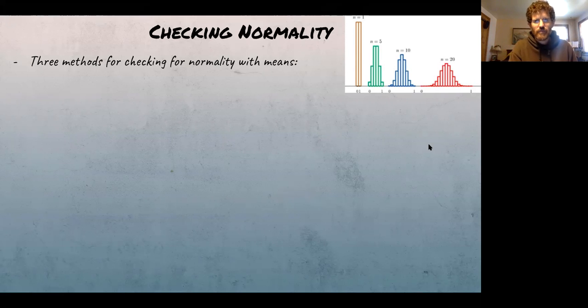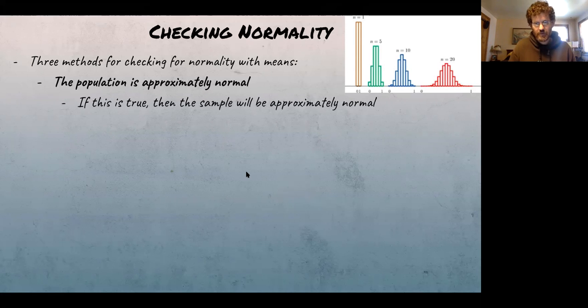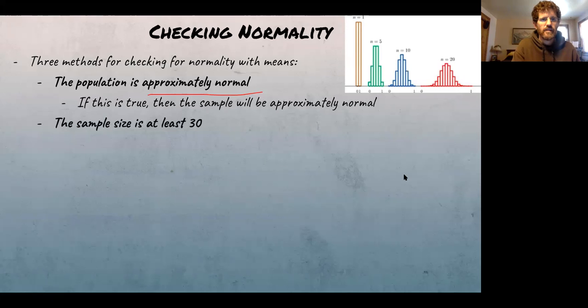But with means, we have kind of a few things we can check. The most basic is this. If the population is approximately normal, then your sample will be approximately normal, okay? And there can be question prompts that say the sample size of 10 was drawn from an approximately normal population of... And so you're like, oh, it's approximately normal, so sample size doesn't matter at this point. All right, the sample size is at least 30.